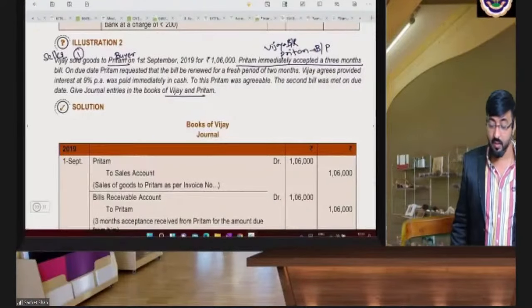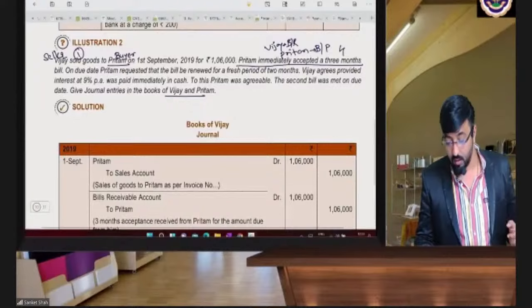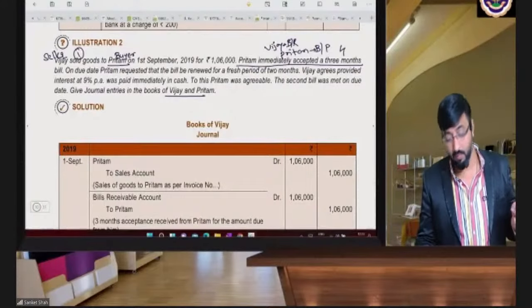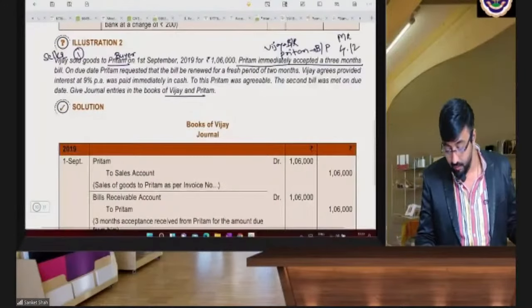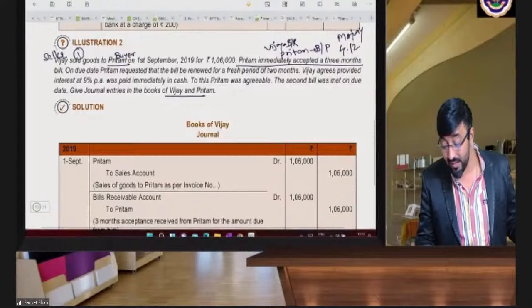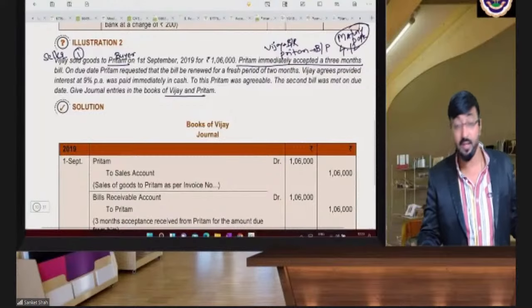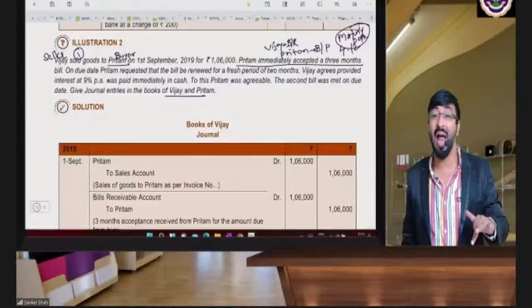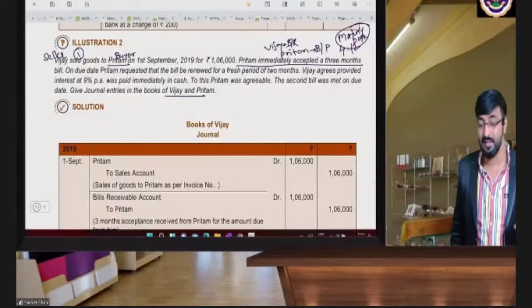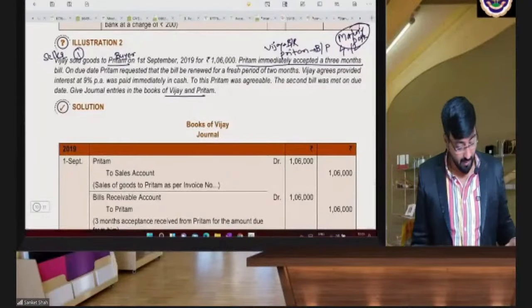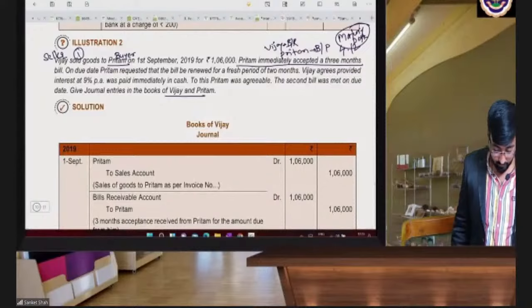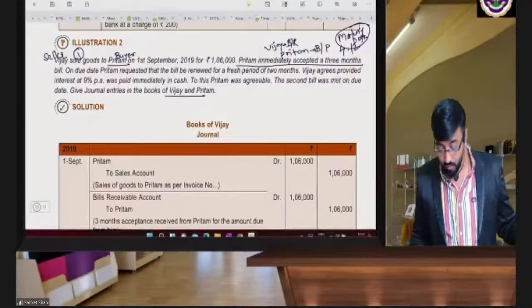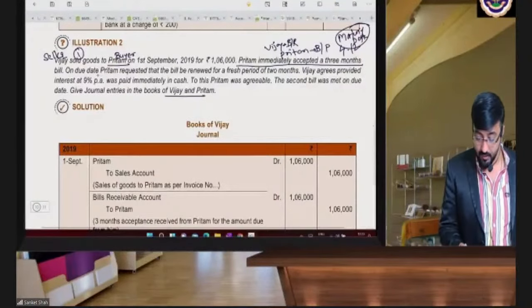3 months means, beta, October, November, December. So the due date, the maturity date: you always add 3 grace days. See beta, the bill is drawn on 1st September and you are going to add 3 grace days. This is mandatory. So 4th December.